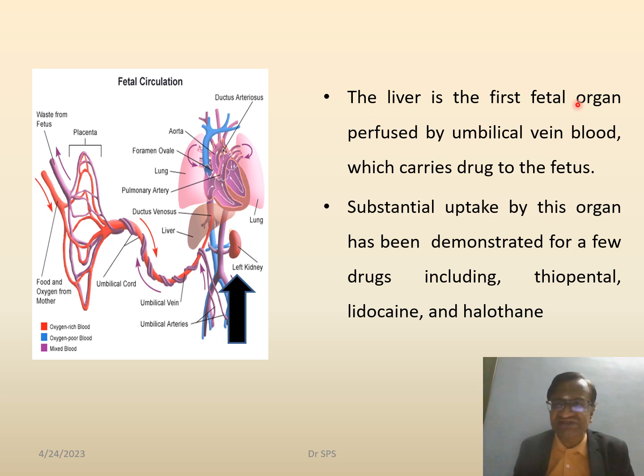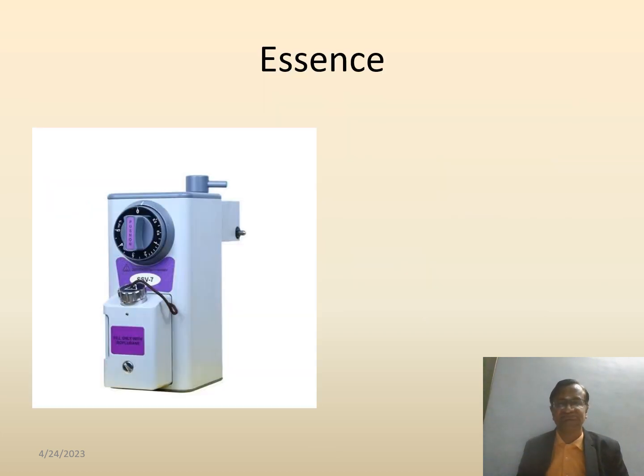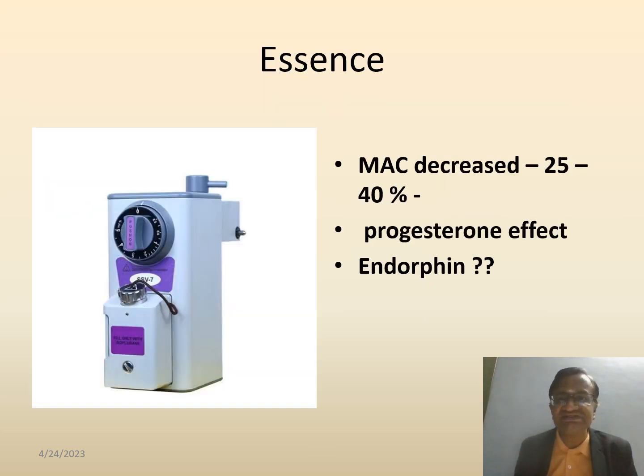The liver is the first fetal organ perfused by the umbilical vein. Substantial uptake by this organ has been demonstrated for a few drugs like thiopentone, lignocaine, and halothane, because the liver is a direct connection between the fetus and the mother. Now, what is the essence? MAC is decreased by 25 to 40%, maybe a progesterone effect, maybe an endorphin effect. This is decreased, but there is not much change in the pharmacokinetics of many agents.